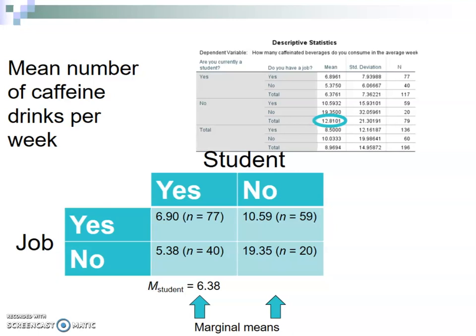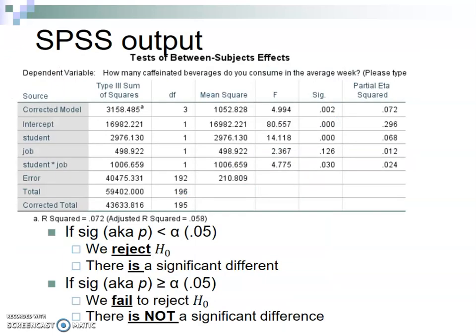So, picking up where we left off in the last video, I told you about how in this first hypothesis we're comparing these two marginal means for people who are students versus people who are not students. So in order to test that, we're going to look at our SPSS output.